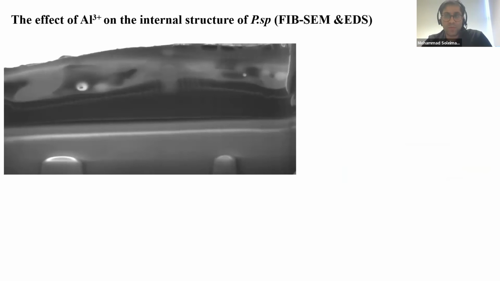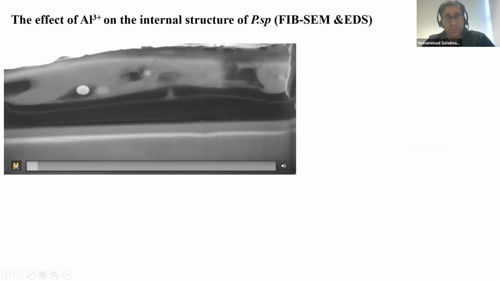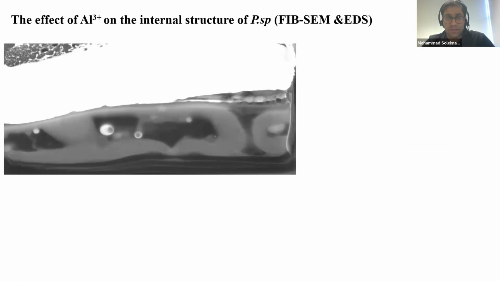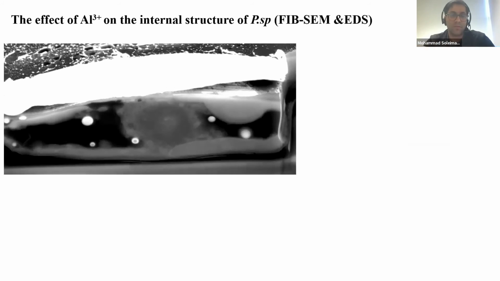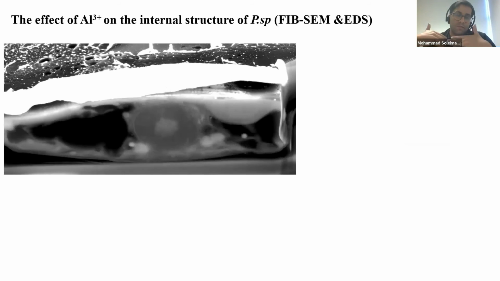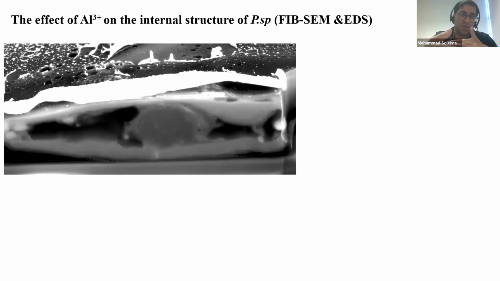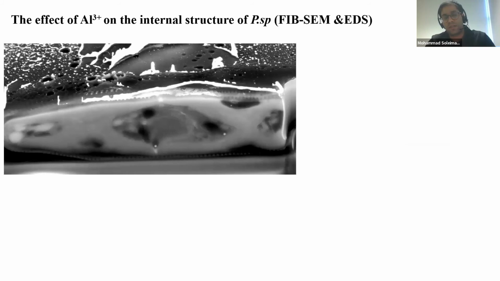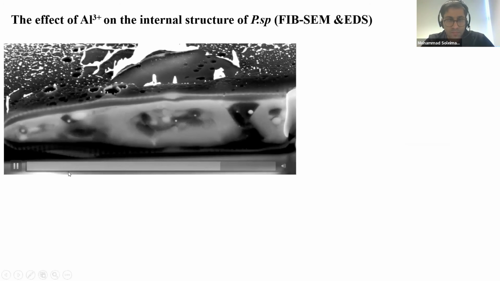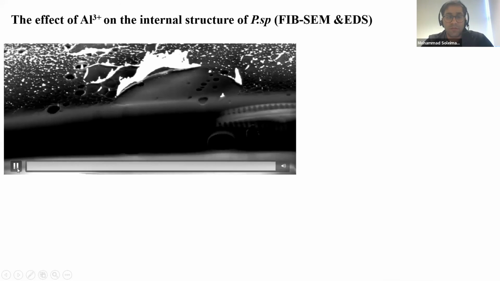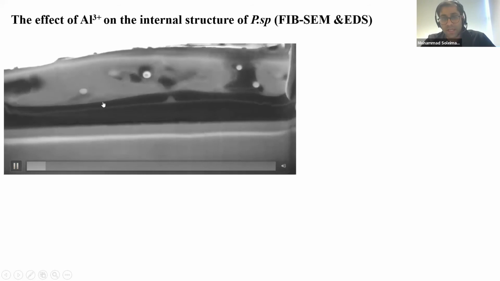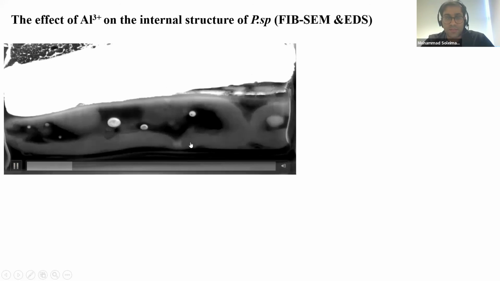Another part of the work was to see the internal structure of this organism when we grow them in the presence of aluminium. We did FIB slice and view. I'm sure most of you know what the process is, but it's like a bar of cheese and a knife. You cut the first part and you take the image, and you go through all of the sample, collect the images, and you can reconstruct the structure. In this case, in the samples which we grew in the presence of aluminium, we found some kind of high contrast particles in different parts of the sample.